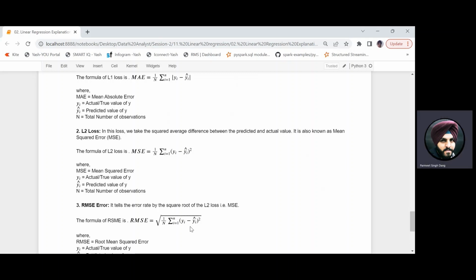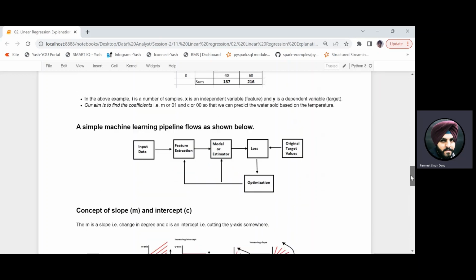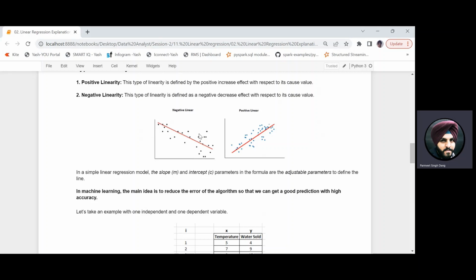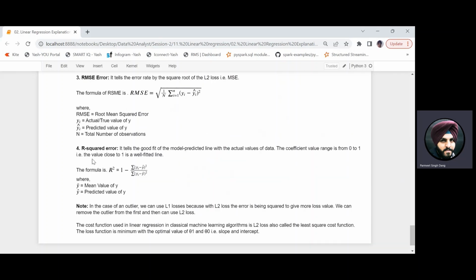Okay, now we understood the losses, but how about the best fit line? How would I know how my model is performing? In this graph, let's say, is this my best fit line? Or is my model able to capture all the variance in the data set? To know the goodness of fit of the model, we have one more metric known as R squared error.